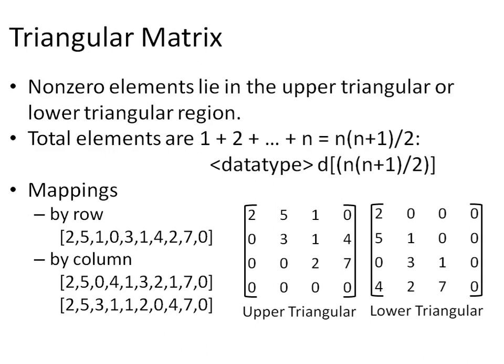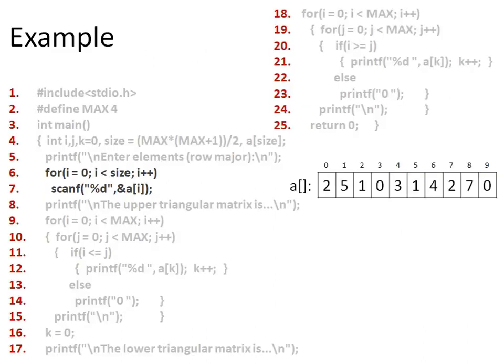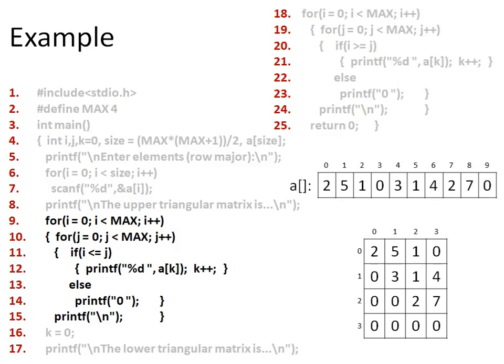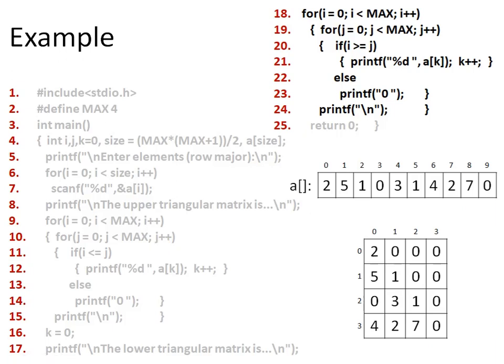Again, we proceed with row major order. So, the contents of the one-dimensional array are 2, 5, 1, 0, 3, 1, 4, 2, 7 and 0. Now, to retrieve upper triangular matrix, the condition to be checked for non-zero entry is row index is less than or equal to the column index, and for lower triangular matrix, the condition changes to row index is greater than or equal to the column index.